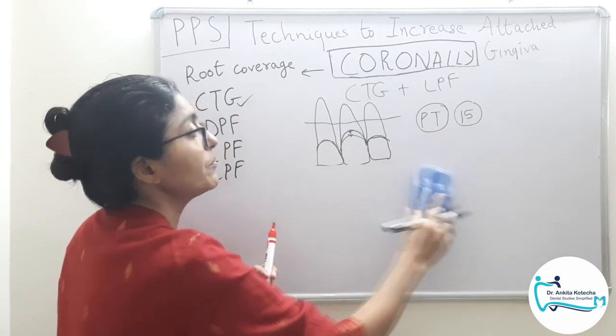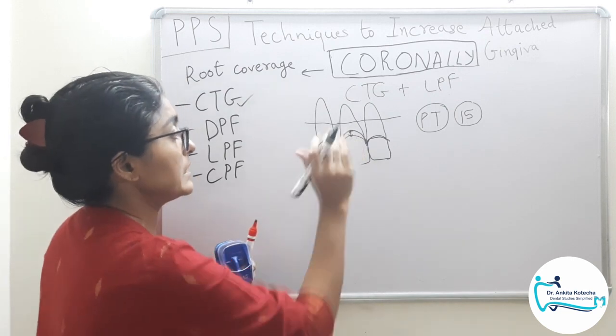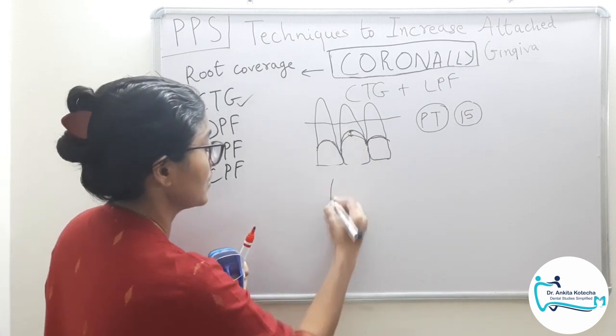Again, it is going to be partial thickness flap preparation with a number 15 blade. Remember, this is our recession here.